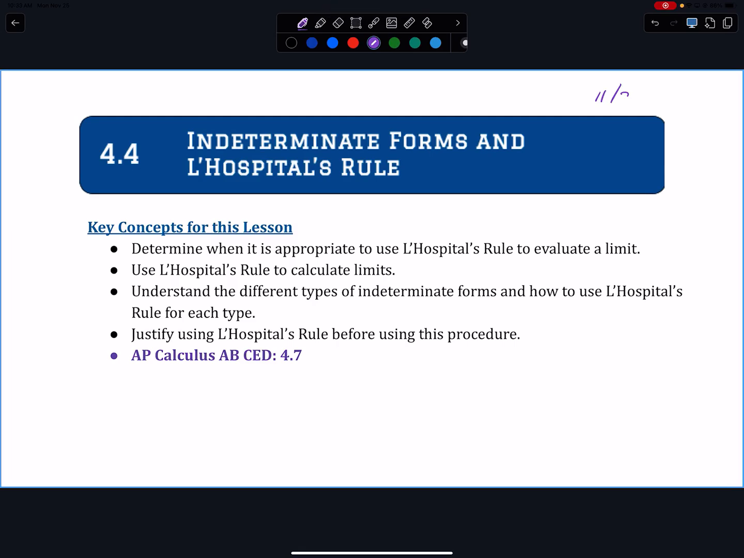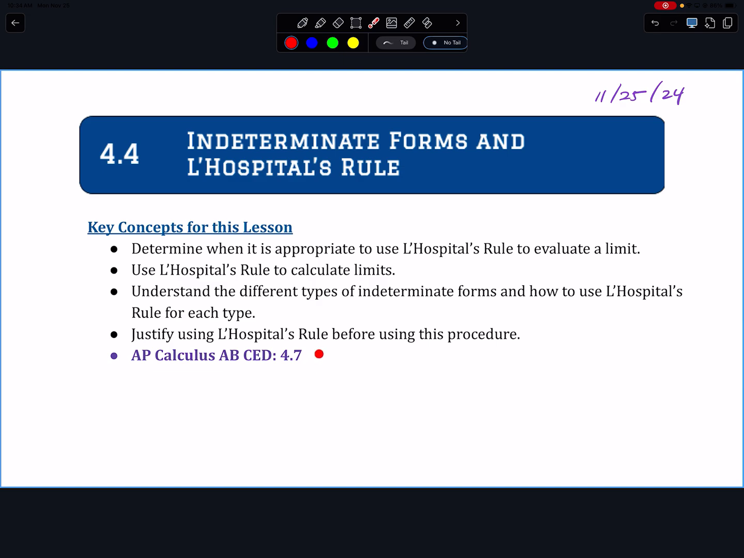Today's date is the 25th. So if you guys have been paying attention, what unit were we working on in the last couple of sections in terms of AP? What sections were the previous 5?